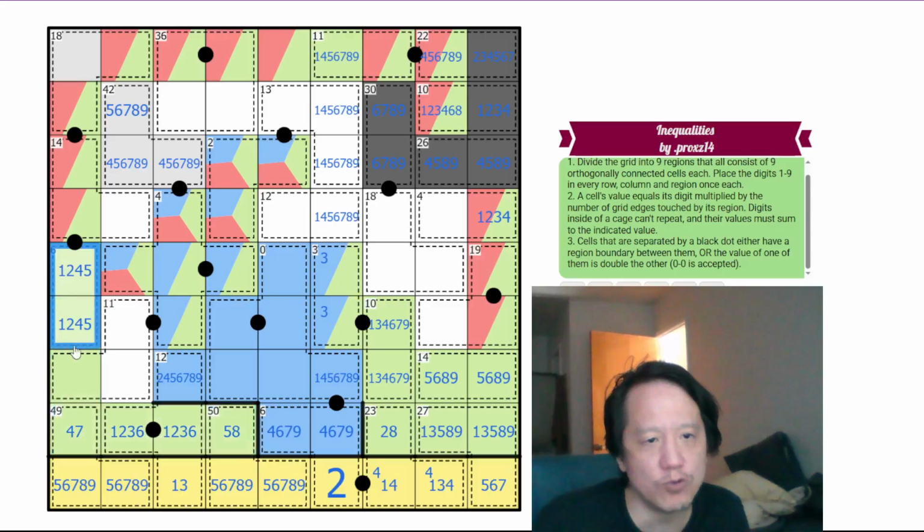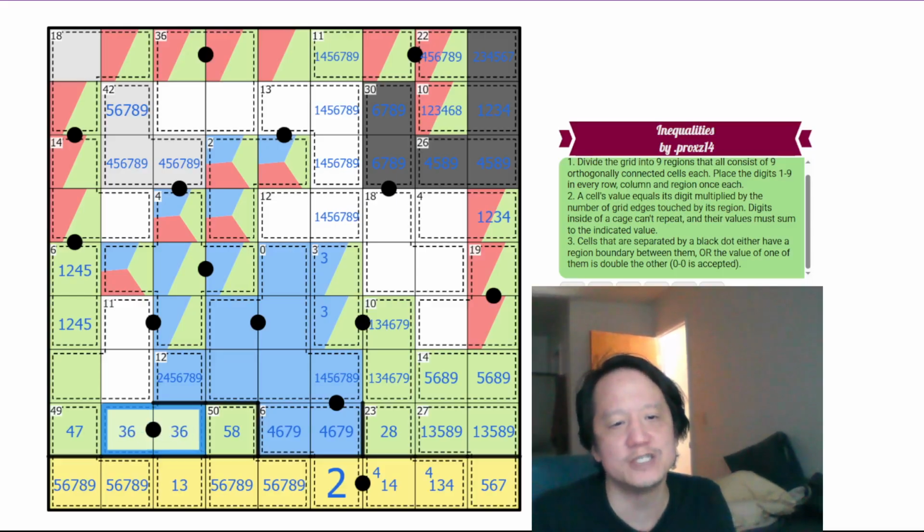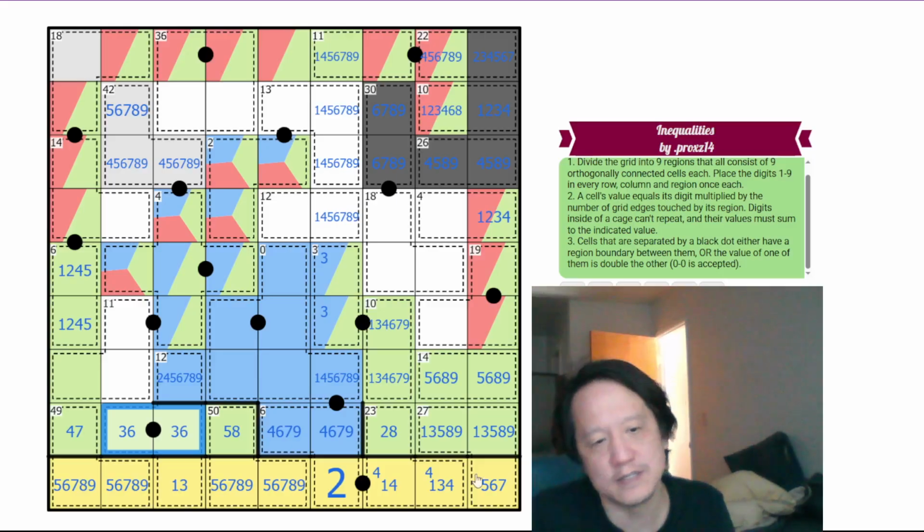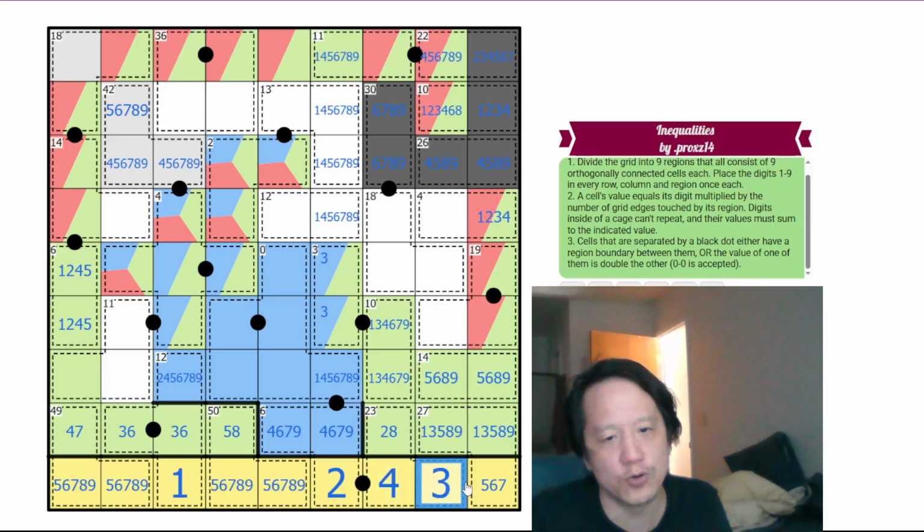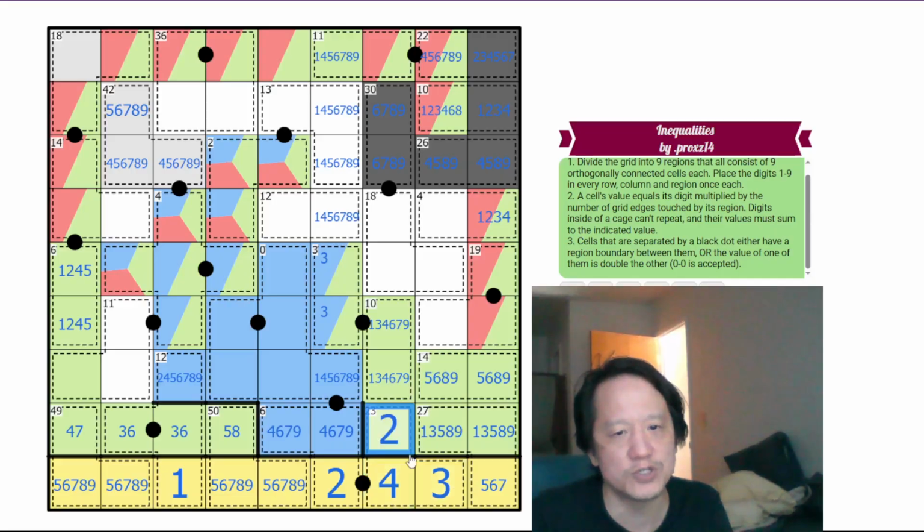Which means one of these is 1 or 2. Which eliminates 1 and 2 as a possibility for this being a 1-2 pair. So this is guaranteed to be 3 and 6. There we go. That means this can't be 3. That's 1. This can't be 1 here. It's 4, which makes that 3. 4 and 3 add up to 7 times 3 is 21. Plus 2 is 23.